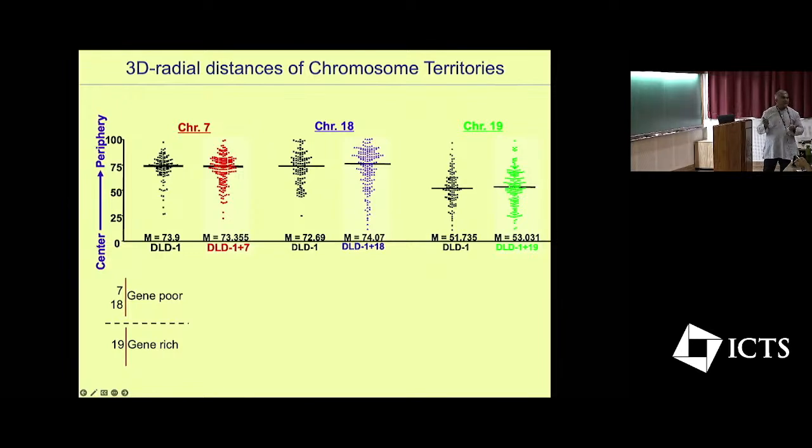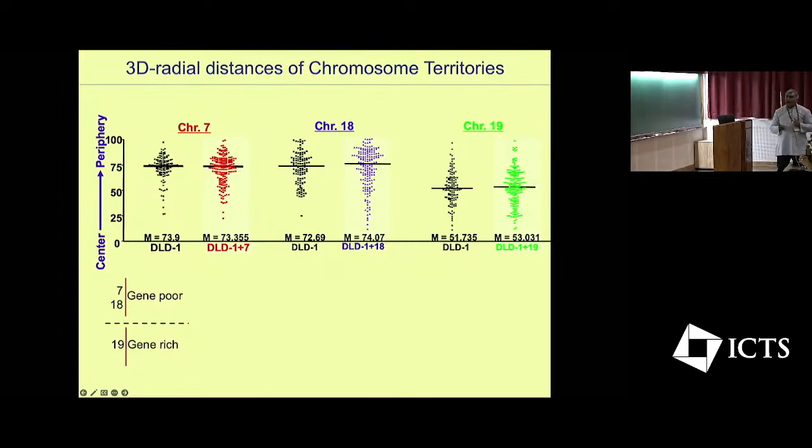This was a surprise because we were considering that if there is an increase in transcriptional activity from this chromosome because of the extra copy, would it have a different location compared to the other 2? But we were proven wrong by our analysis. When we introduce this extra copy of either 7, the gene-poor 18, or the gene-rich 19, the 3 chromosome territories assume their cognate locations in the interphase nucleus.